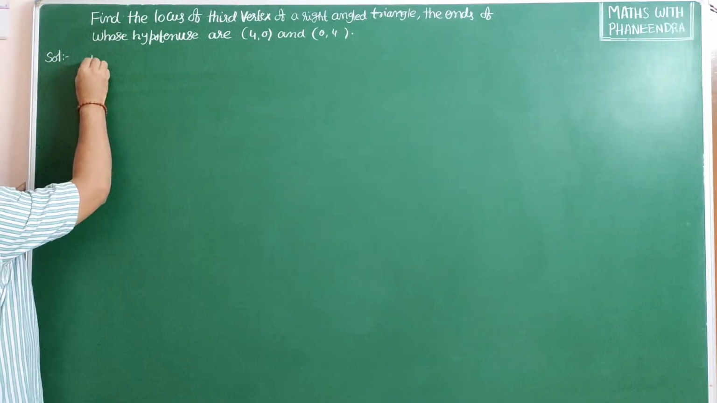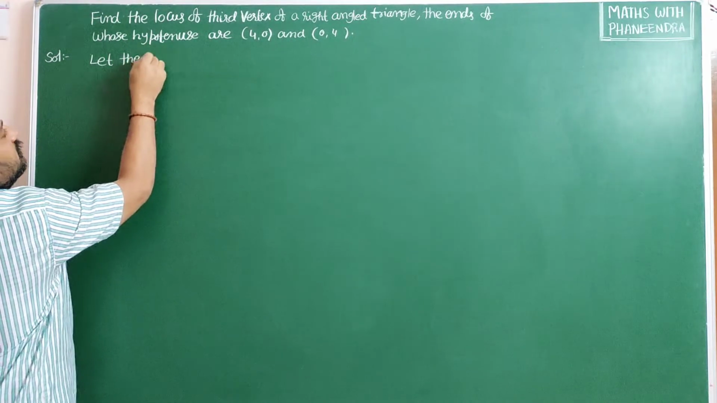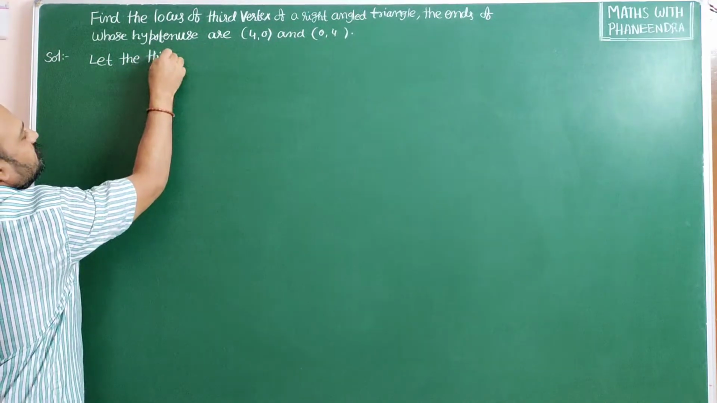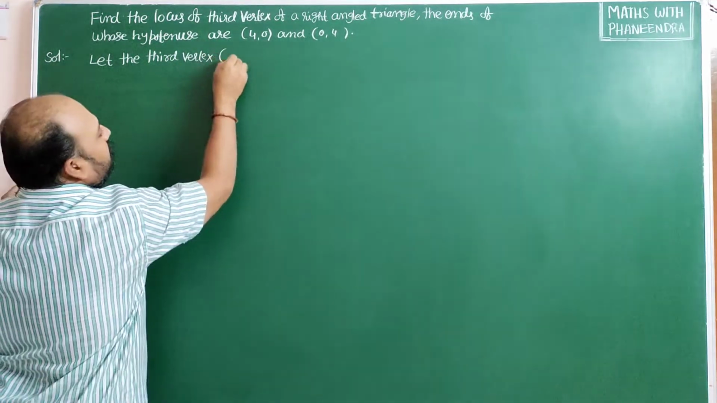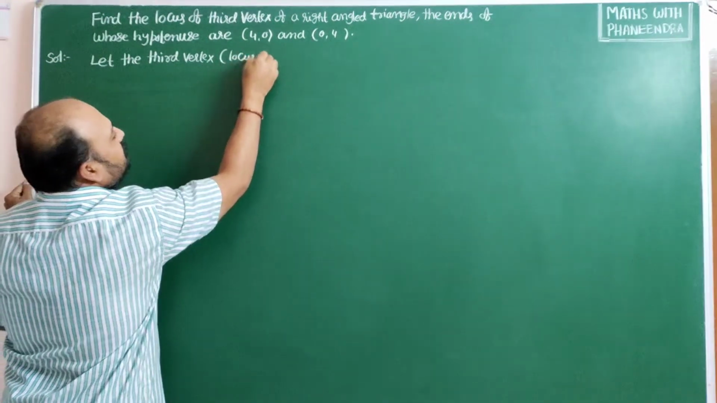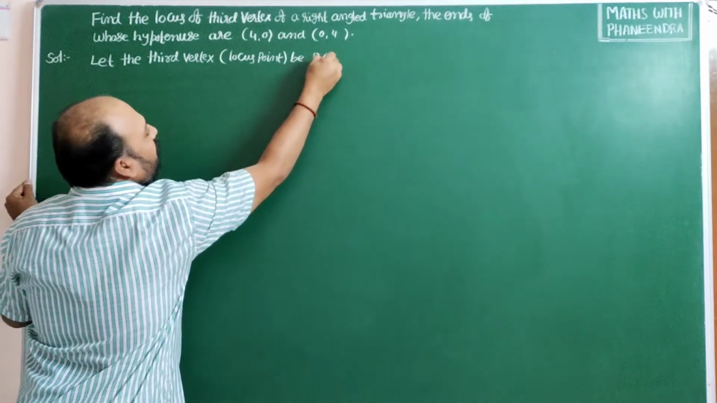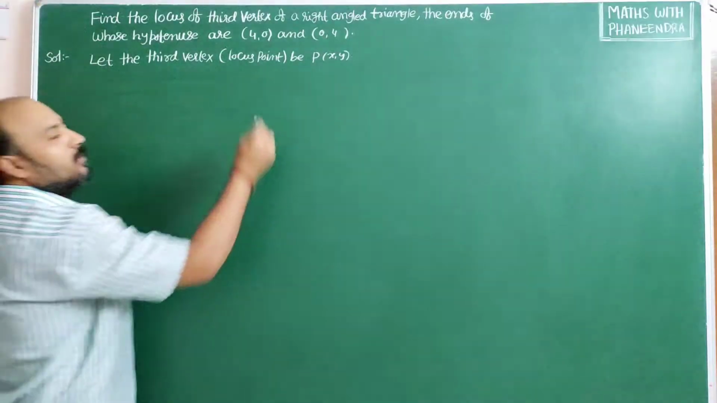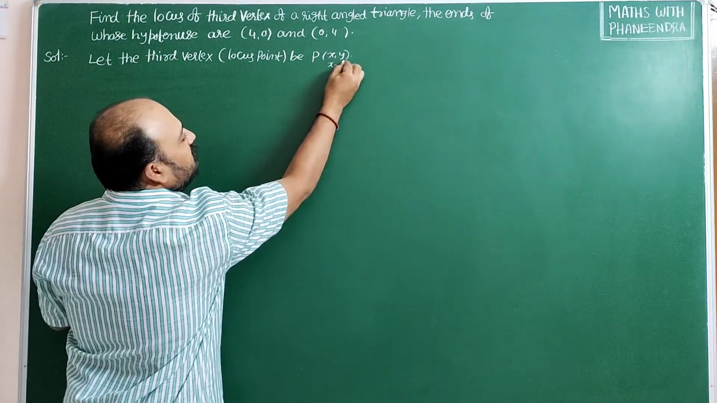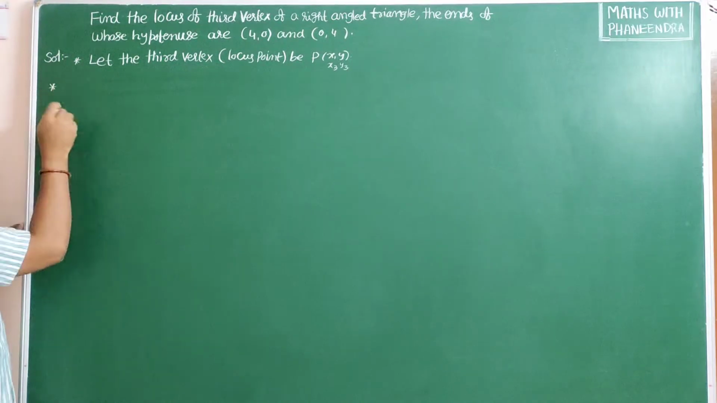So let the third vertex be P of x comma y. Let the third vertex be x comma y. Third vertex means it is denoted by x3, y3. I hope everyone understands, dear students. We'll move on to the next one.